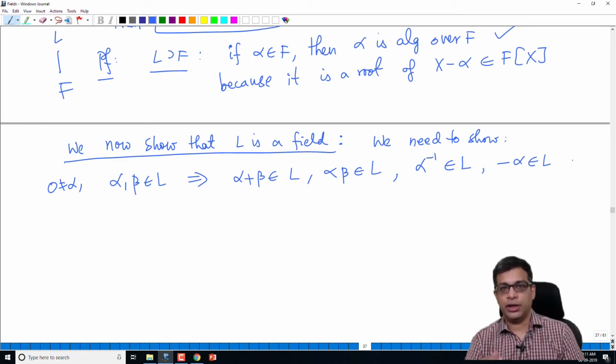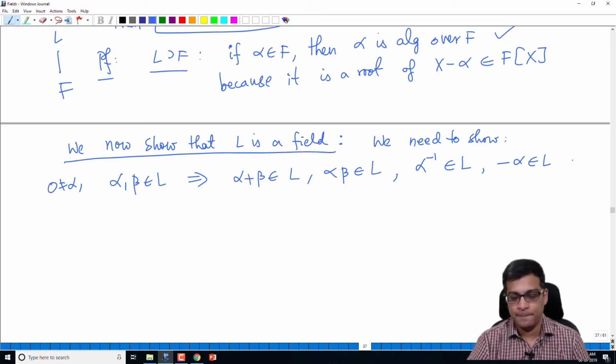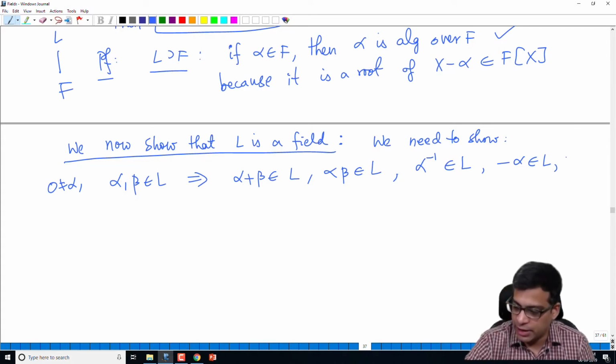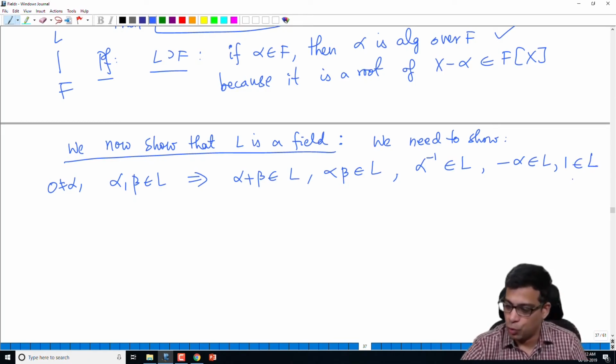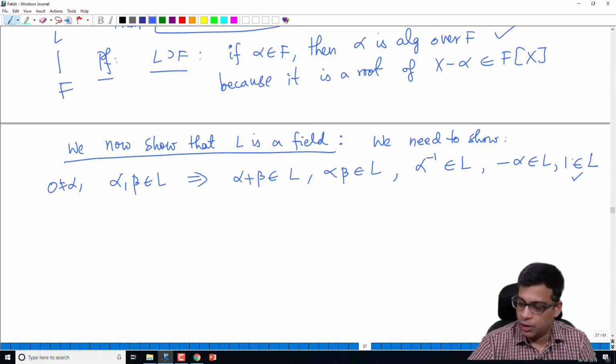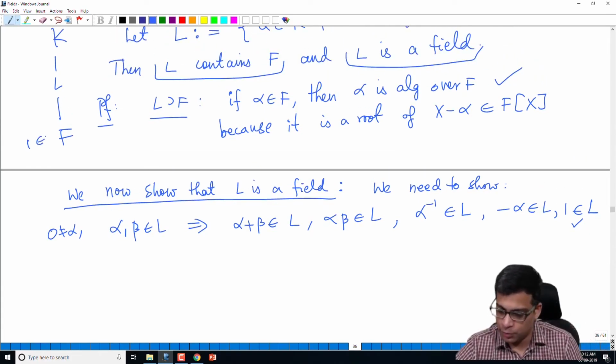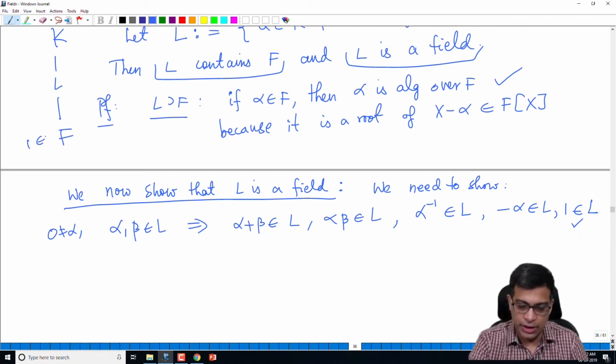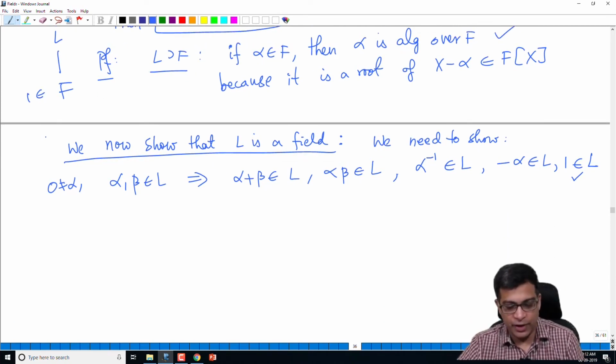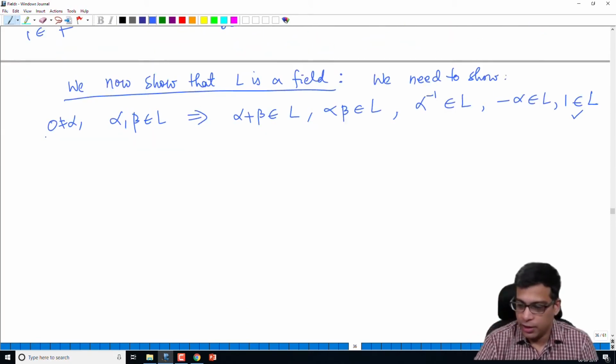It is already a subset of K. To be a field, it must be closed under addition, closed under multiplication, and contain inverses of any non-zero element, and so on. All these are to be proved. One is certainly there because one is in F. Remember, these are all subfields, so one is already here, because F is contained in L. But if alpha and beta are there, why are all these combinations there? This is where we use the multiplicativity of the degree.